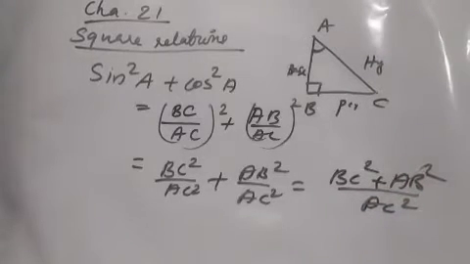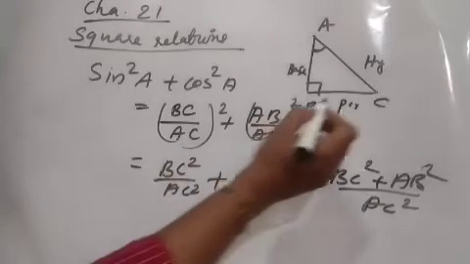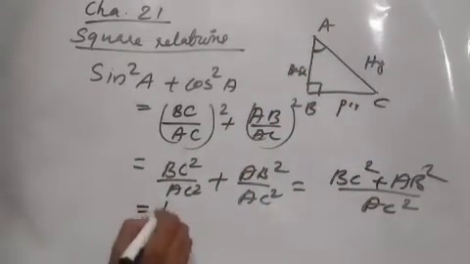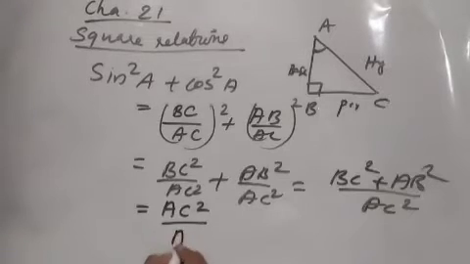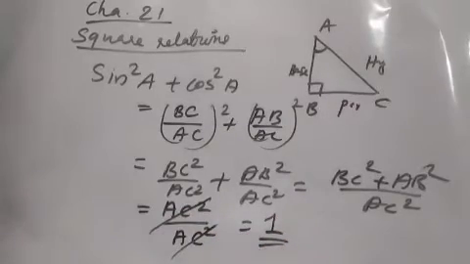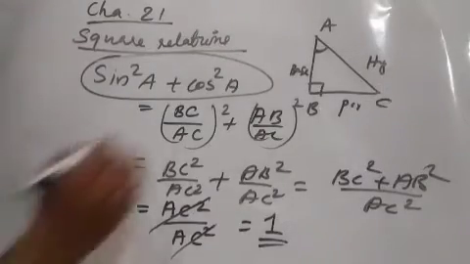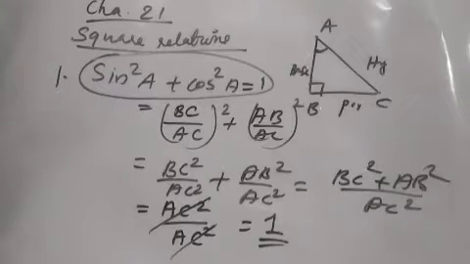And look at that triangle. It's in a right angle triangle, no? So we can apply Pythagoras theorem. What is the sum of the squares of BC and AB? Yes, that gives AC square. Hypotenuse square is equal to sum of the squares of other two sides. So AC square by AC square gives 1. So we get a square relation. Sin square A plus cos square A gives 1. This is the first square relation between these two trigonometrical ratios.